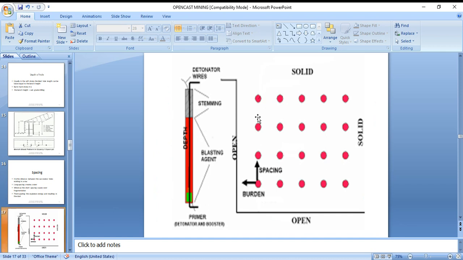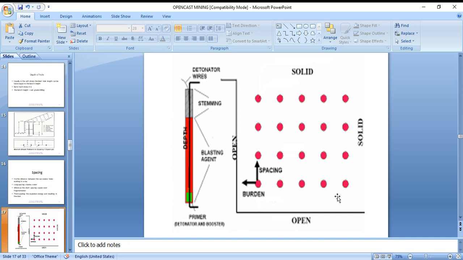So I am showing here what is the spacing and what is the burden. Here there is a pattern, a bench pattern in the top view. The hole is showing here. This is the blast hole. There is a stemming material we are using. This is the actual explosive column, the red showing the actual explosive column. The primer is there, blasting agents. So these are the general column filling of the column here.